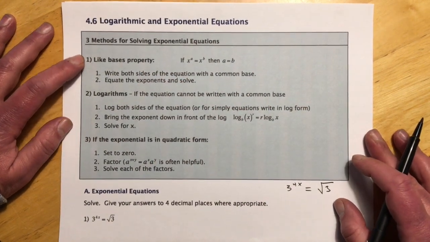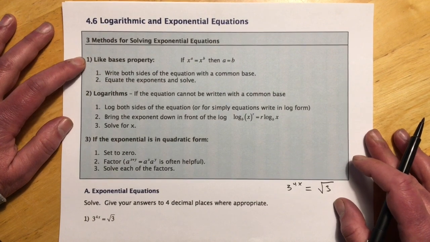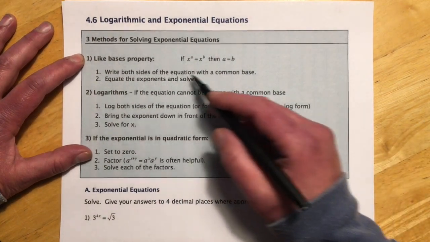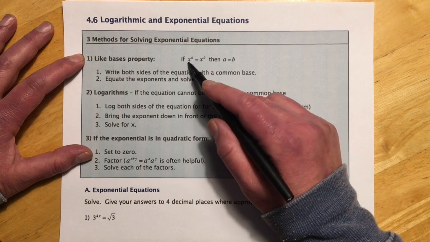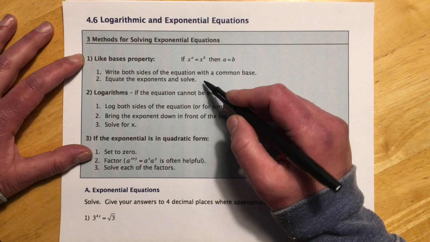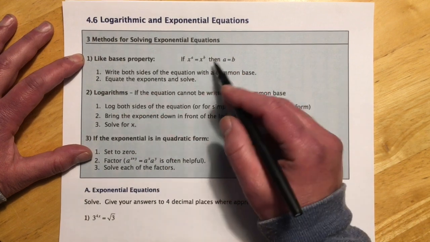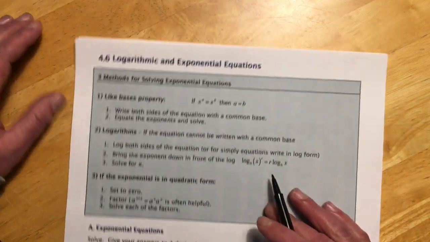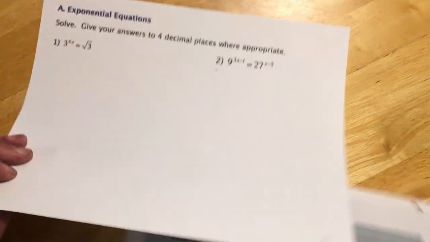So this first one is the basis property, and this is where if we can write both sides of the equation with a common base, like x to the a equals x to the b, then that means that a equals b, so I can equate the exponents and solve that. So let me show some examples over here.